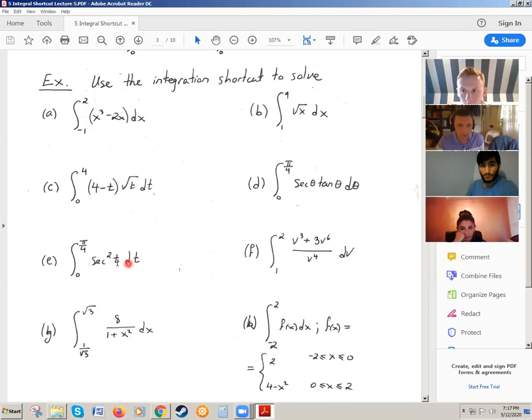Yes, so here is now question F. Can you solve question F?